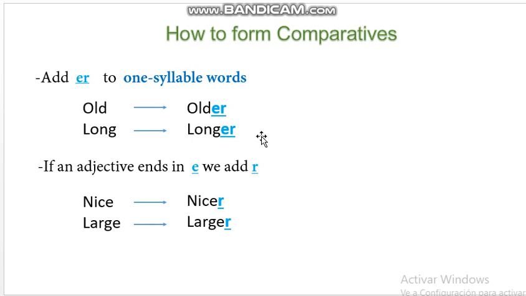Long, longer. But what happens if the adjective ends in e? Like in this case, nice and large. It ends in e. So we don't have to add double e and r. We just add an r and it becomes the comparative, nicer and larger.